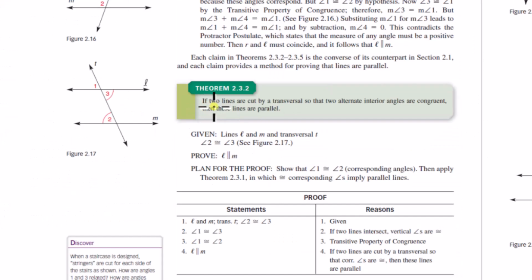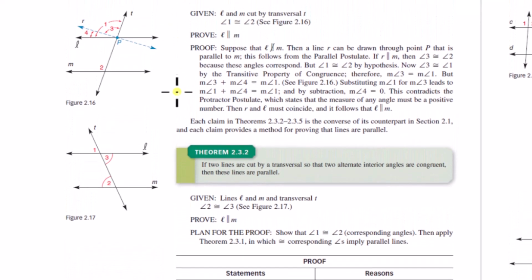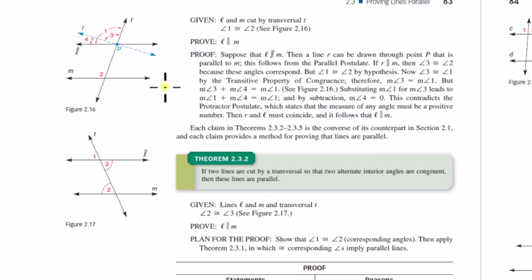So if two lines are cut by a transversal so that two alternate interior angles are congruent, then these lines are parallel. Now, it does make you wonder: how come we only needed to show that one pair of corresponding angles are congruent, and that proves everything? Why don't we need to show that multiple pairs of corresponding angles are congruent?